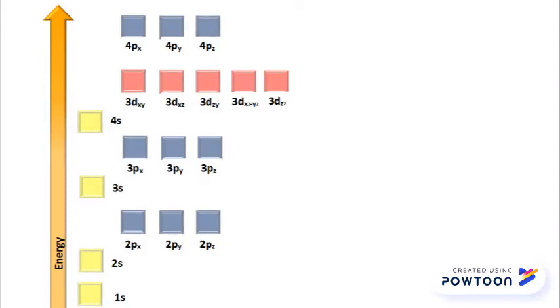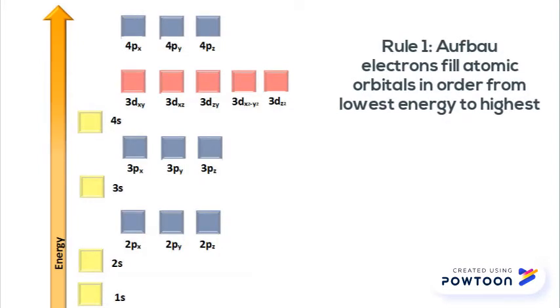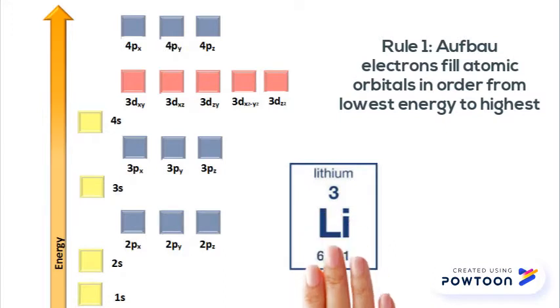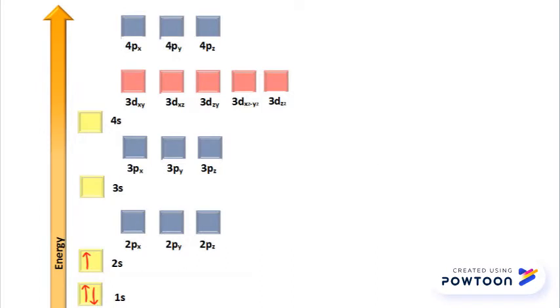The first rule is the Aufbau. Electrons fill atomic orbitals in order, from lowest energy to highest. Lithium has 3 electrons. We can place 2 in the lowest energy orbital, the 1s. The next orbital is the 2s, where we can place the third electron. We can also write the electronic configuration of lithium using letters and numbers.